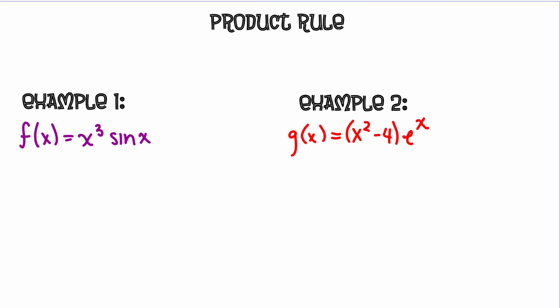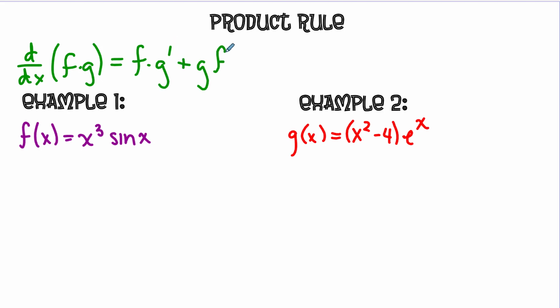So using the product rule. To use the product rule, the derivative of f times g would be f times g prime plus g times f prime. So you are going to be taking the derivative of one function at a time. You can only take one derivative at a time.